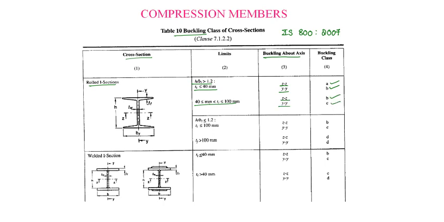Whereas for thickness of flange between 40 to 100 mm, for ZZ axis buckling class is B, for YY axis it is C. Whereas for h by bf less than or equal to 1.2, thickness of flange less than or equal to 100 mm, for ZZ axis it is class B, for YY axis it is class C, for thickness of flange greater than 100 mm, for ZZ axis it is class D, and YY axis also it is class D. Same for welded I sections also, depending on the thickness of the flange, classifications are given.